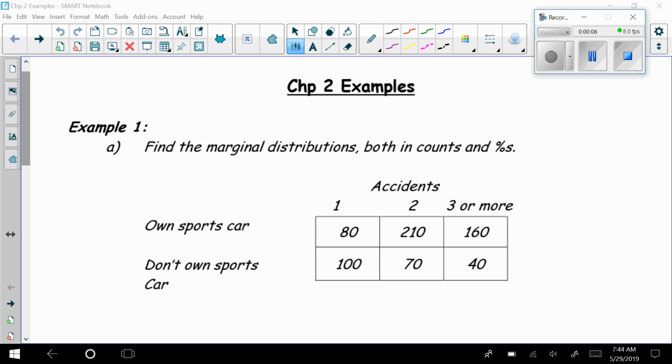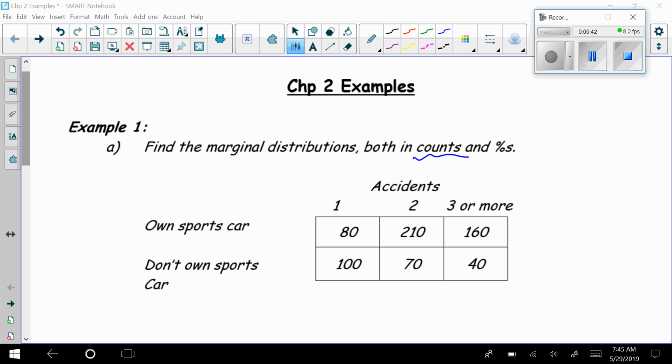Here we're going to be using a two-way table, and one of the variables is sports cars, like either you own one or you do not, and then how many accidents you're in: 1, 2, or 3 or more. What we want to do is find the marginal distributions, both in counts and in percentages. So we can do the counts first, and this shouldn't be too terrible.